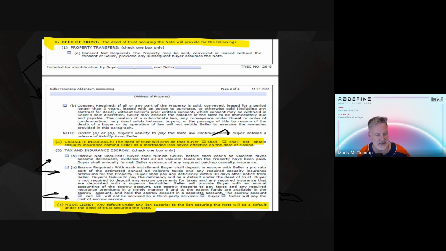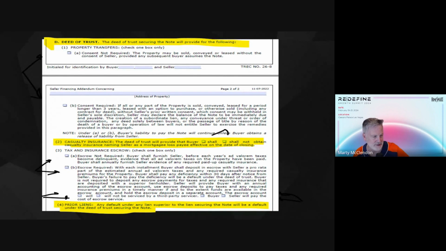And most of the times you're going to see B checked for that very reason, because you don't want the property to be lost in foreclosure or tax lien because the buyer isn't paying the taxes. So oftentimes you want a third-party escrow to collect those within the payment so that when they come due twice a year, they are actually paid on your behalf. If you check B, though, there's additional choices.